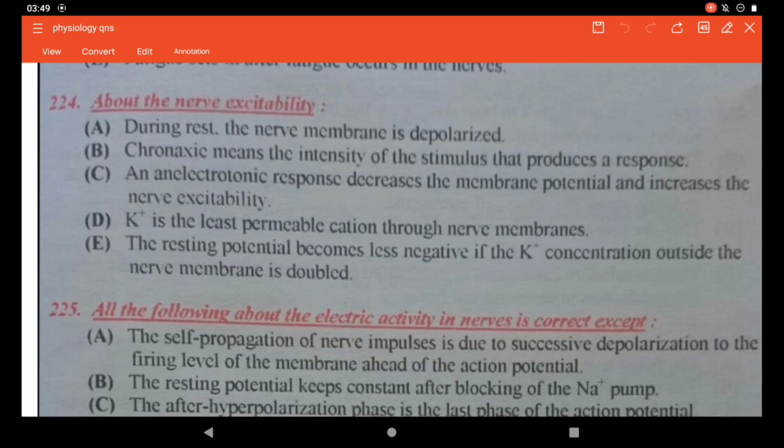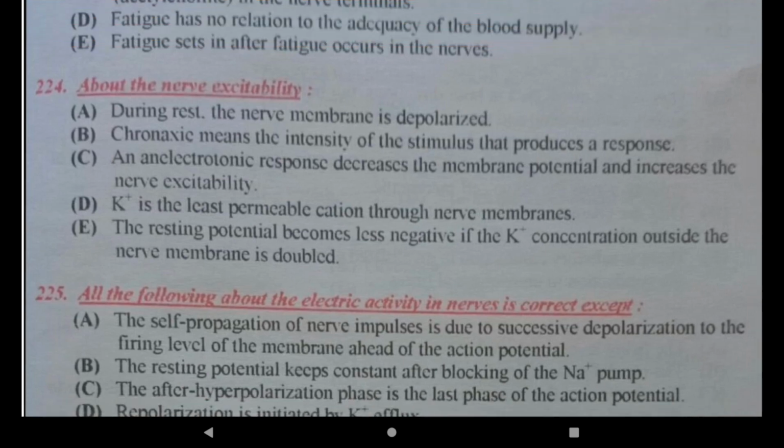About nerve excitability. A. During rest, the nerve membrane is depolarized. B. Chronaxie means the intensity of the stimulus that produces a response. C. An electrotonic response decreases the membrane potential and increases the nerve excitability.